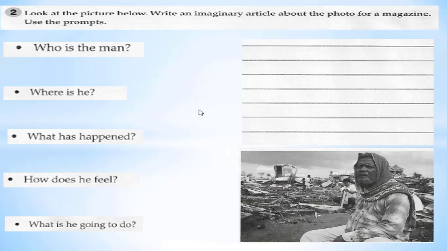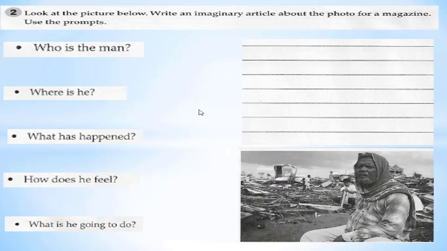Now, at the end of this lesson, we are going to write an article. What is it about? It is about the person in the picture. Look at the picture and write an imaginary article. Imaginary means fiction. It's not real. Just imagine and write. Write your own article about the photo for a magazine.